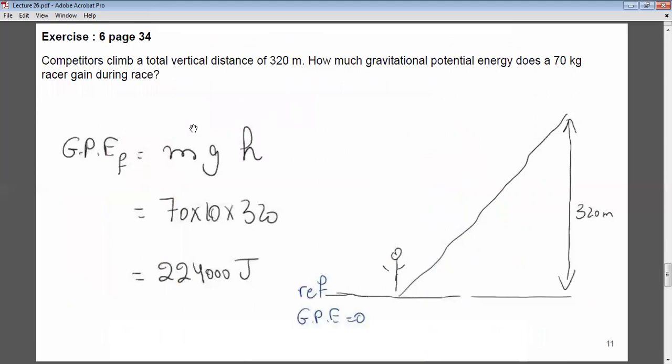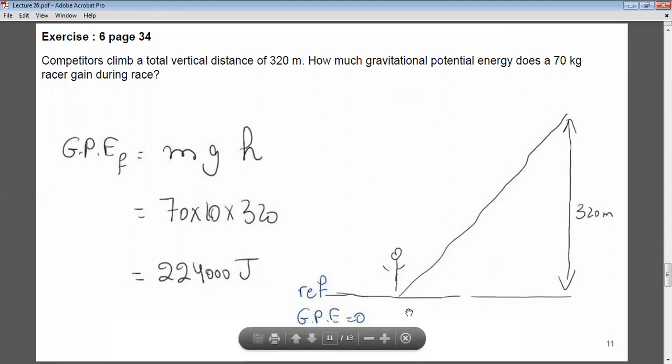Let's solve an exercise on that. Competitors climbed a total vertical distance of 320 meters. How much gravitational potential energy does a 70-kilogram racer gain during the race? Okay, so it's asking about gravitational potential energy, which is the GPE. So GPE is equal to mgh. m is the mass of the guy, so that's 70, times g, which is 10, times the vertical distance h, which is 320, and then we get GPE is equal to this.